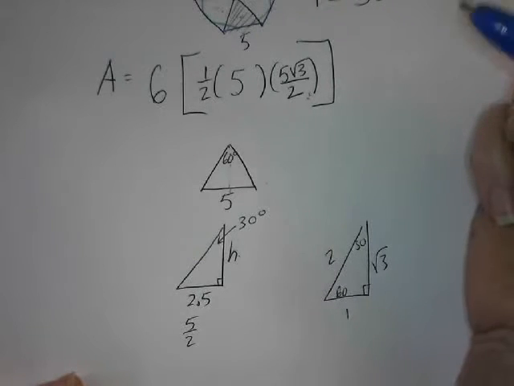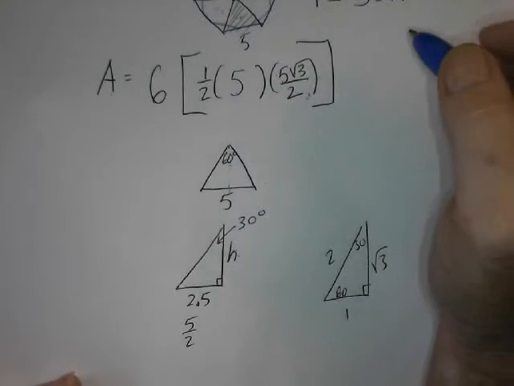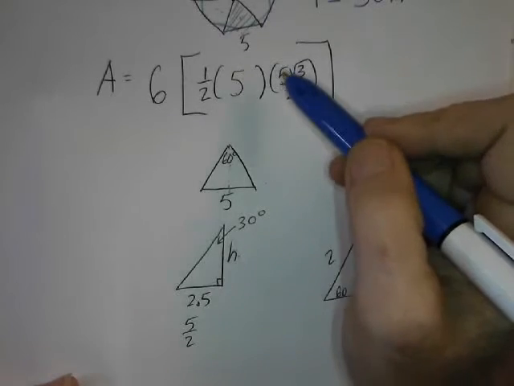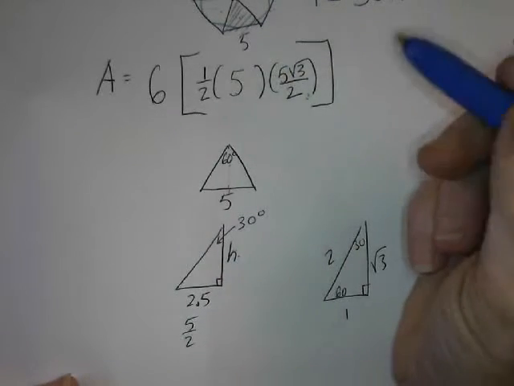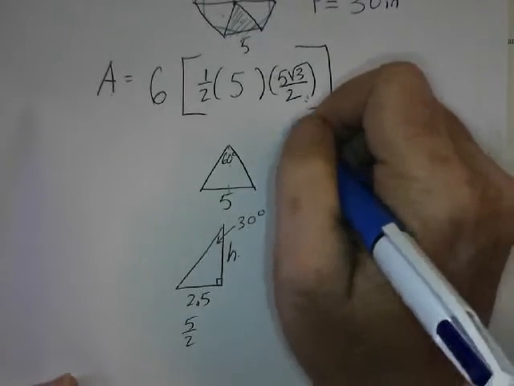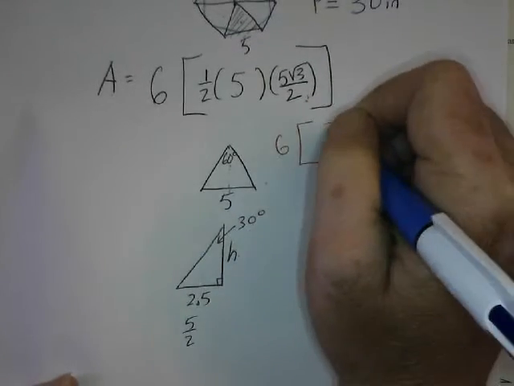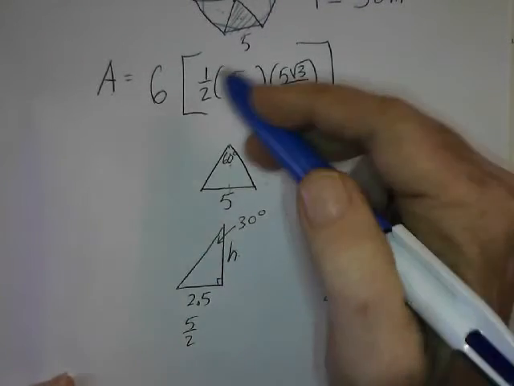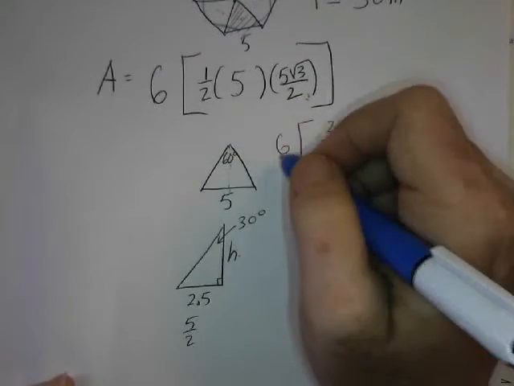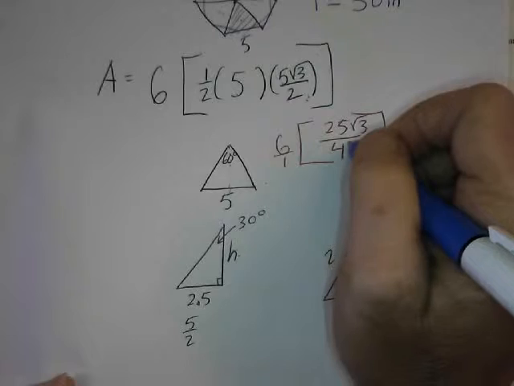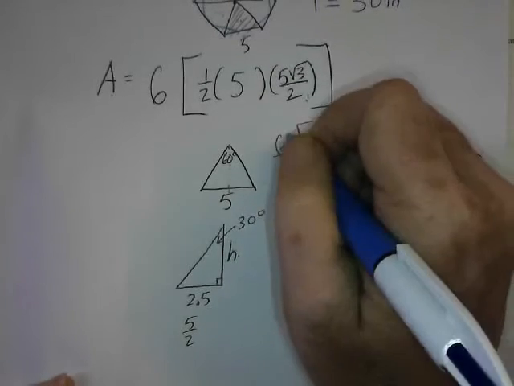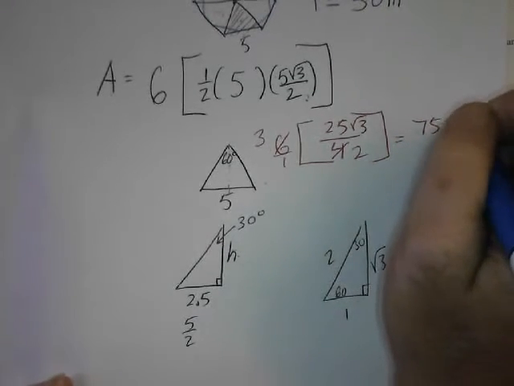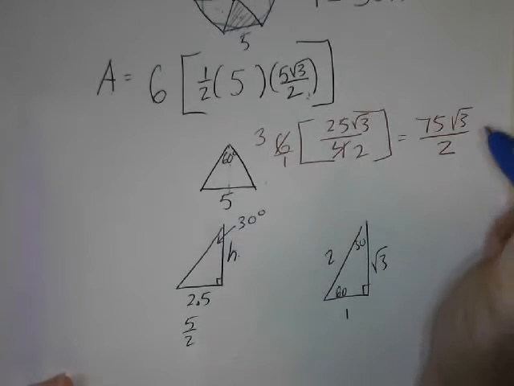So that's going to equal, 5 times 5 is 25, and 2 times 2 is 4, so I have 25 root 3 over 4. Then I have to multiply it by the 6. I can do some cancellation with the 6 and the 4: 2 goes into 4 twice, and 3 times 25 is 75. So 75 root 3 over 2. That's the area of the polygon.